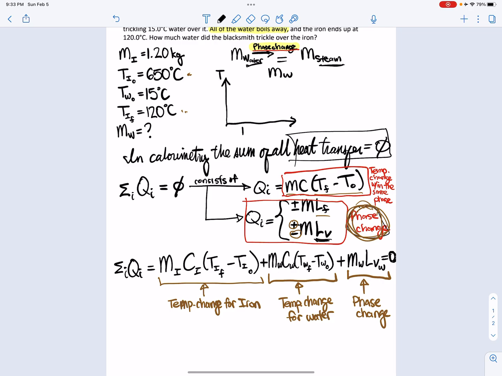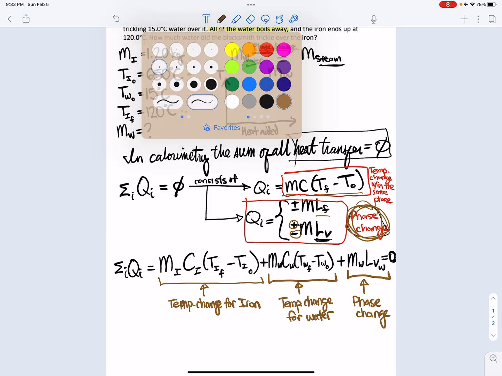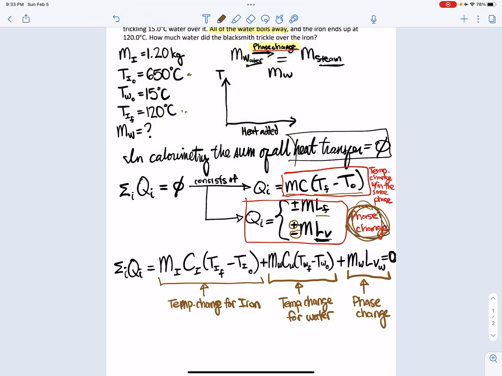So, temperature versus heat added. This is for water. So solid, that's ice, liquid, water, and gas, that's steam, right? This is the solid to liquid melting point. This is the boiling point.